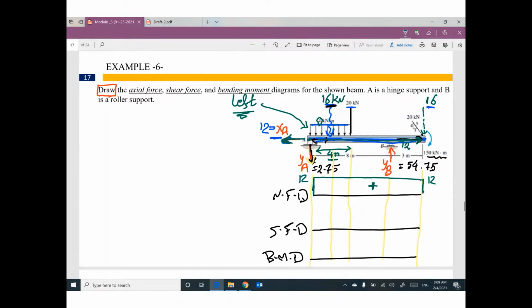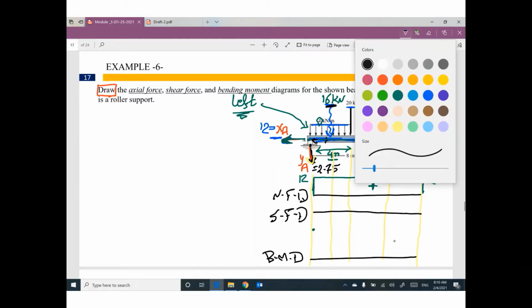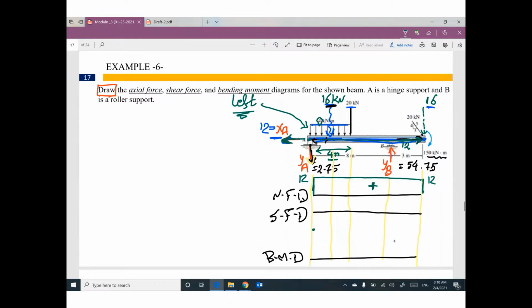For shear force diagram, I'm gonna start from left. Go up if the force goes up. Go down if the force goes down. If you start from this left, let me draw this shear here. We have at this left, YA goes down, how much? 2.75. So I will go down 2.75.